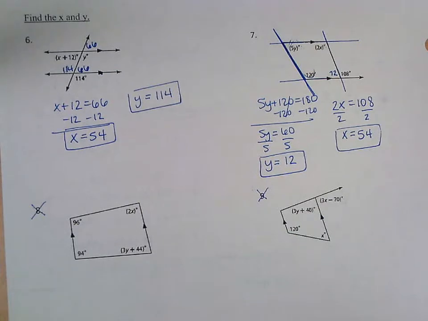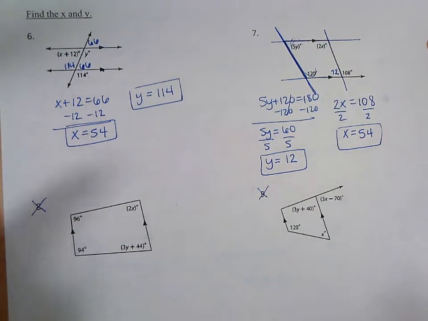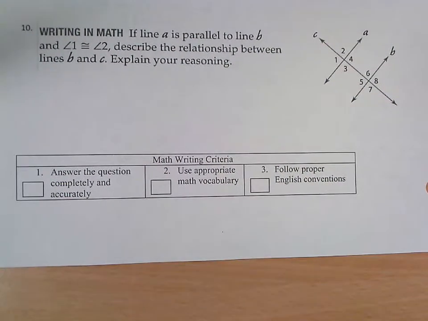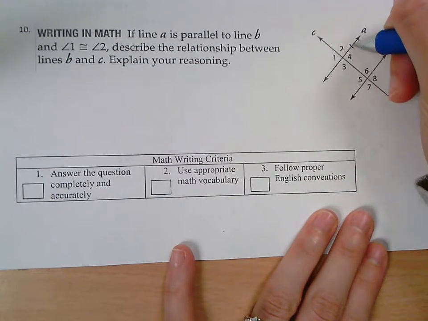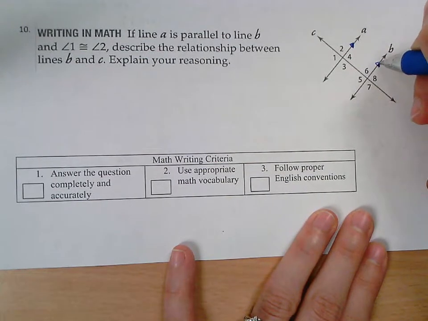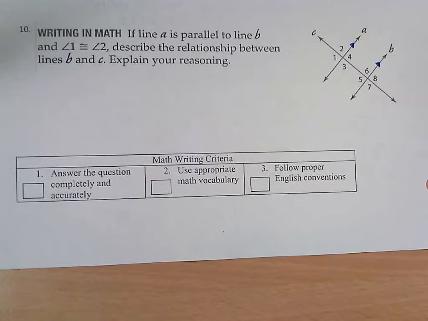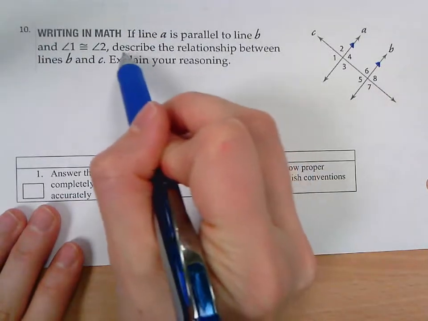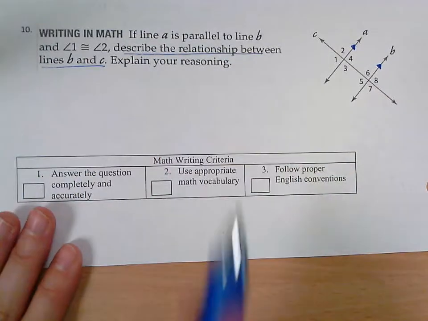Okay, so you'll have practice with these types of questions on your assignment. Like I said, we're skipping 8 and 9. I do want to talk about 10 because it talks about another relationship we haven't talked about yet. 10 says if line A is parallel to line B. So I'm going to draw that in here, or rather mark that they're parallel. If line A and B are parallel and angle 1 is congruent to angle 2, it says describe the relationship between lines B and C and explain.